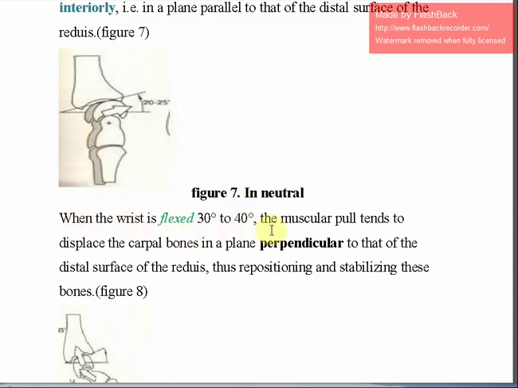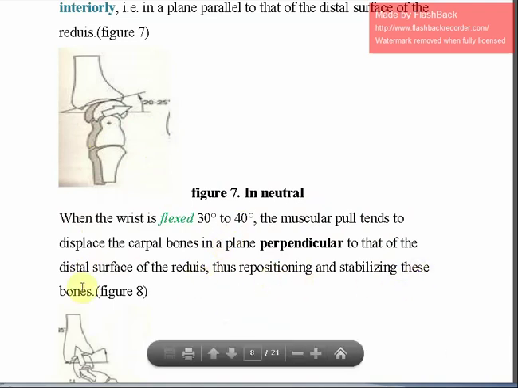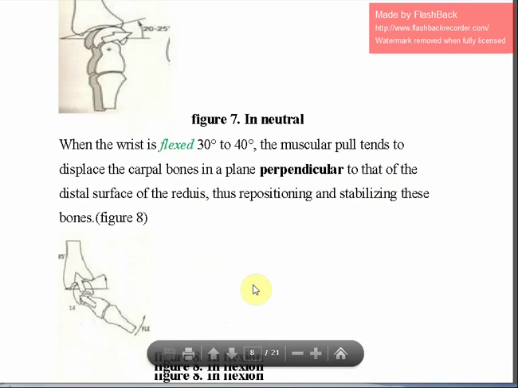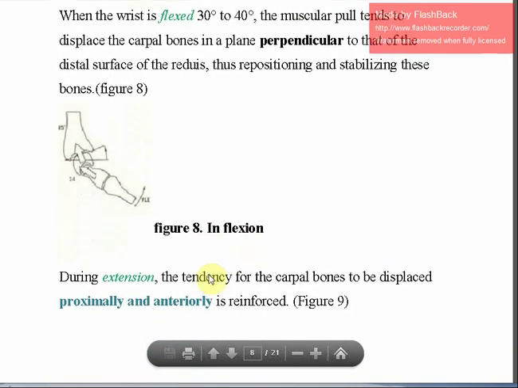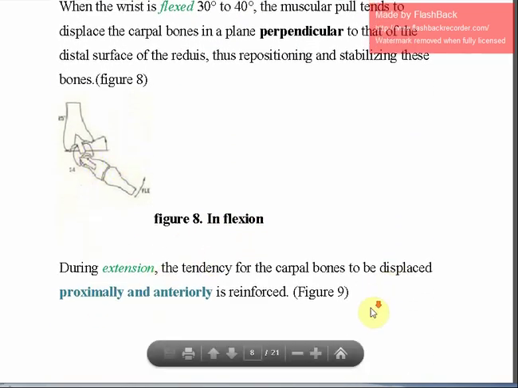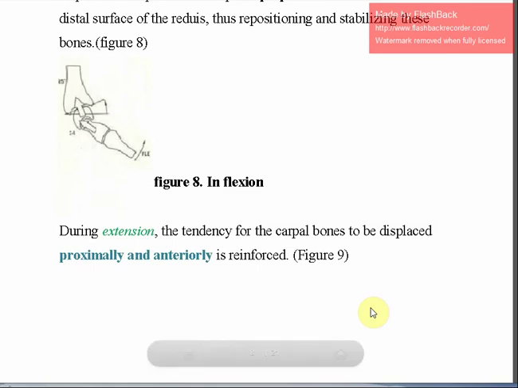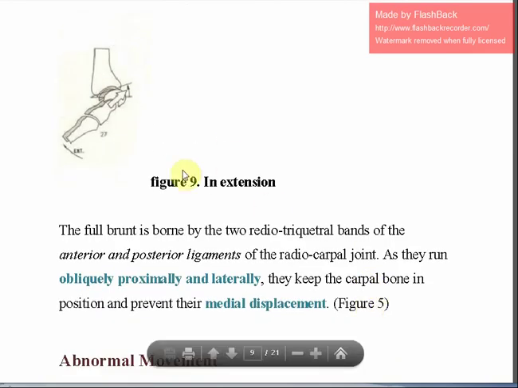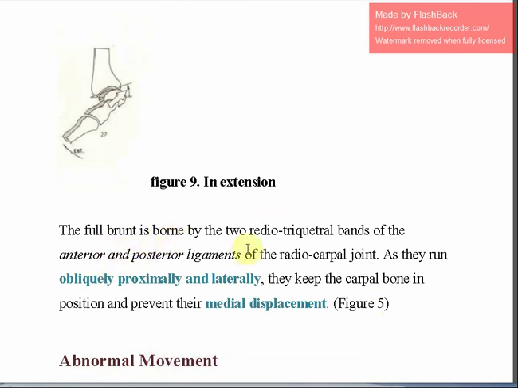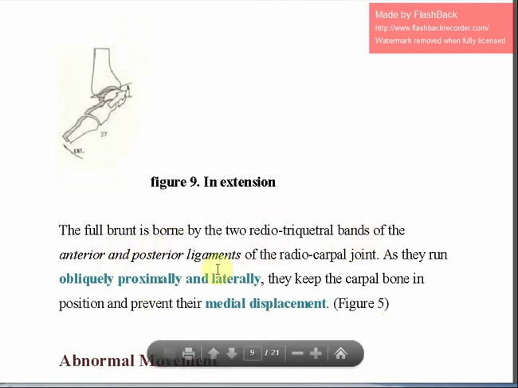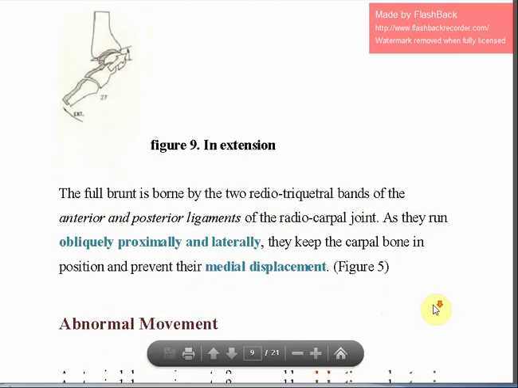When the wrist is flexed to 30 to 40 degrees, muscular pull tends to displace the carpal bones in a plane perpendicular to that of the distal surface of the radius, thus repositioning and stabilizing these bones. That is in flexion. In figure 8 it is depicted. During extension, the tendency of the carpal bones to be displaced proximally and anteriorly is reinforced. So the full brunt is borne by the two radio-triquetral bands of the anterior and posterior ligaments of the radiocarpal joint. As they run obliquely, proximally and laterally, they keep the carpal bones in position and prevent their medial displacement.